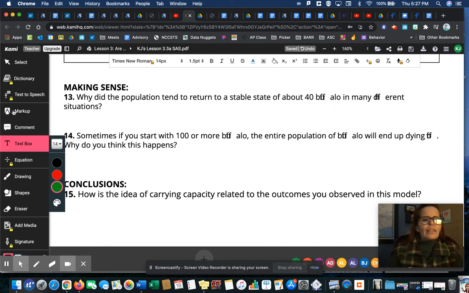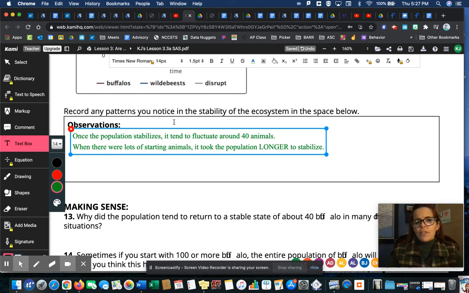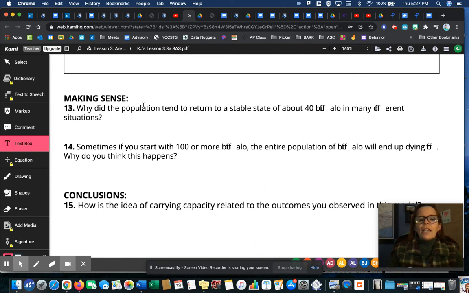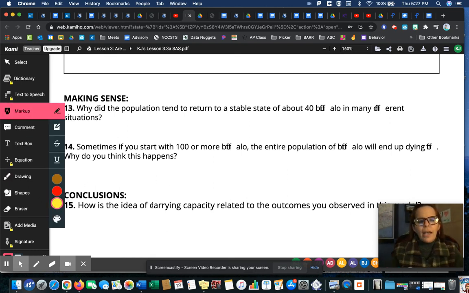All right, now that is all you need to do if you want a C. So if you want a C, have your questions answered up through the observations. If you would like to go for a B or an A, then you need to answer these last 3 questions. I'm not going to answer these questions for you, so you can go ahead and try to answer them, but I will mention this phrase right here. It might be a new phrase for you, carrying capacity.